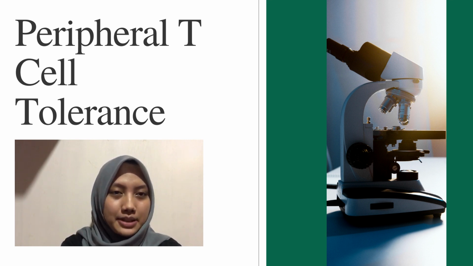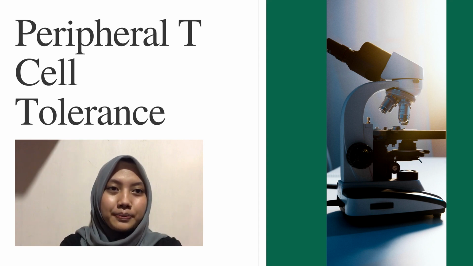Before the mechanism of peripheral tolerance happens, the autoreactive T cells from the central lymphoid organ are removed during the early stage of development, which is central T-cell tolerance. When self-reactive T cells escape from central tolerance and enter the peripheral lymphoid organs, it is the responsibility of peripheral tolerance to ensure that autoreactive T cells do not attack self-tissue.